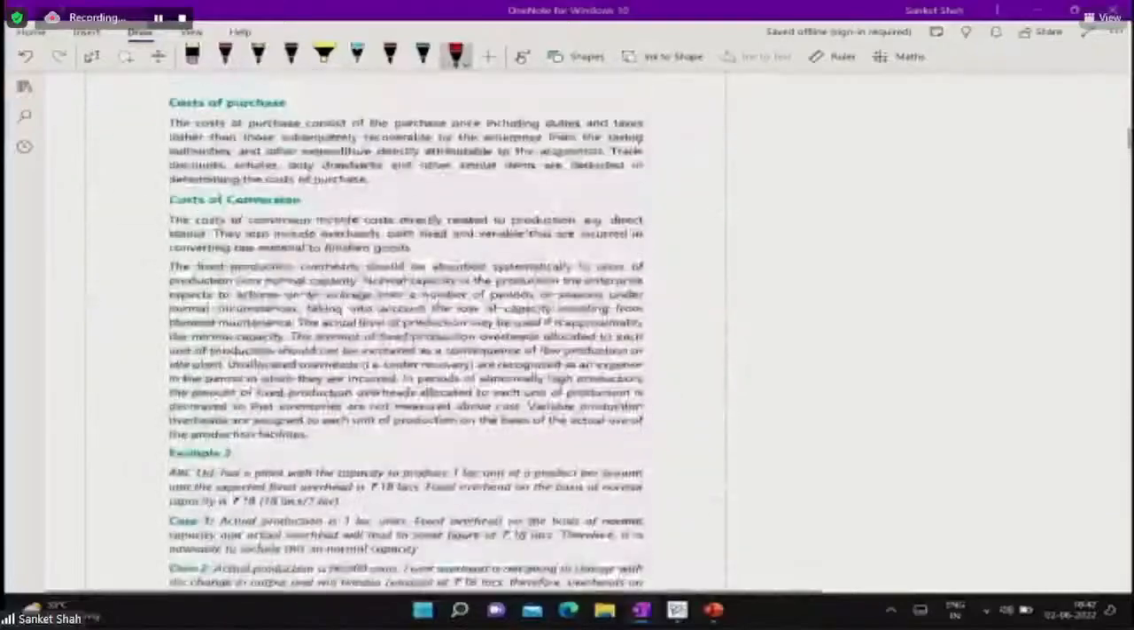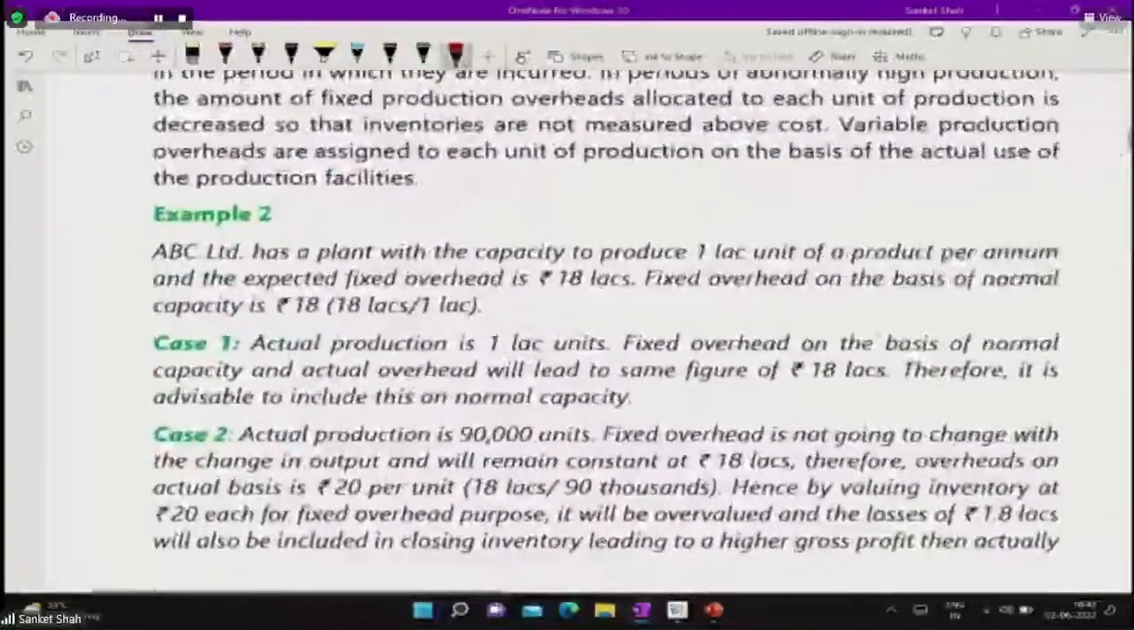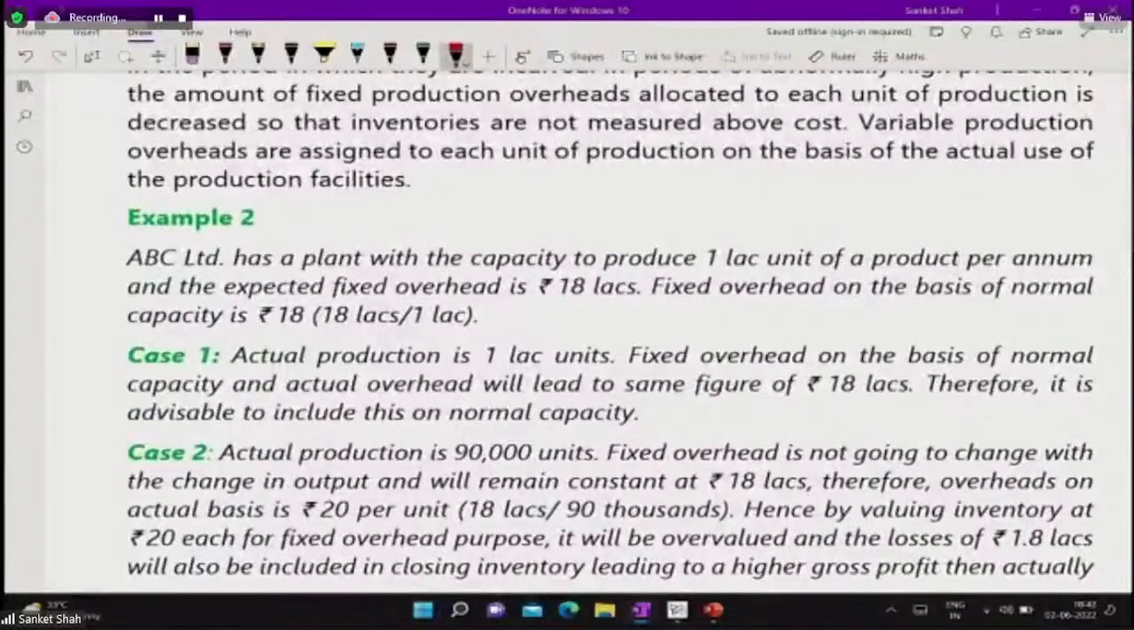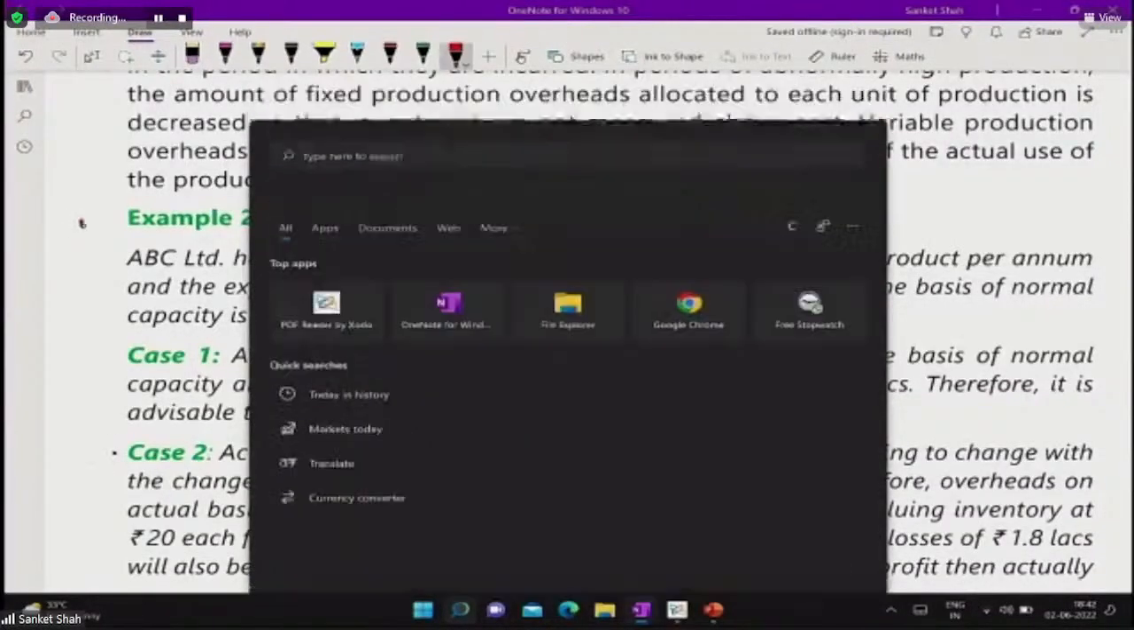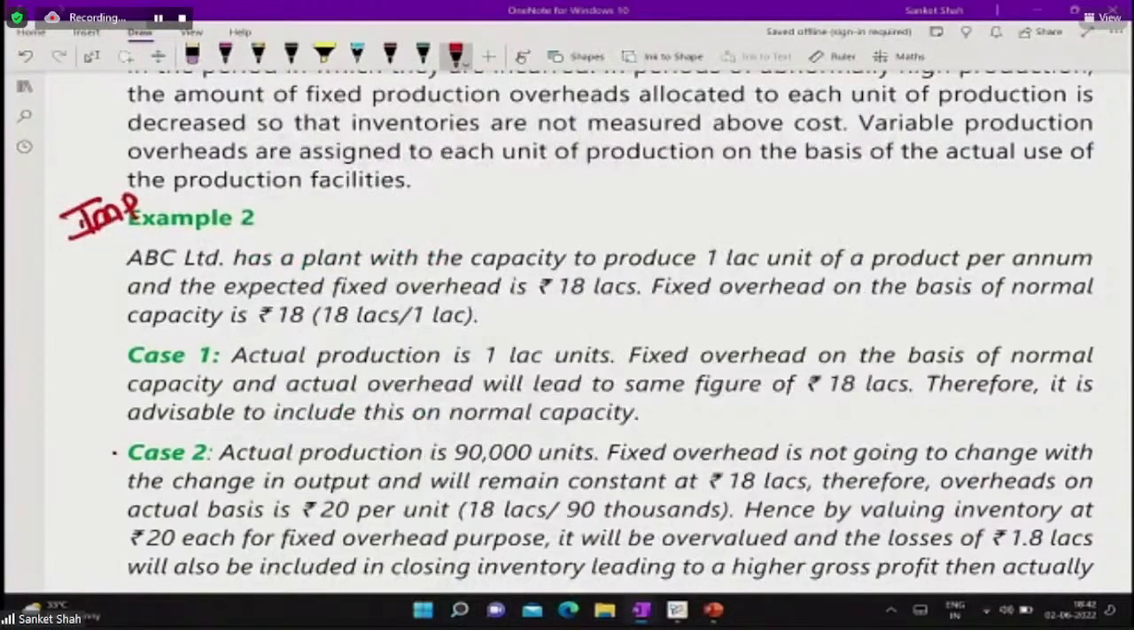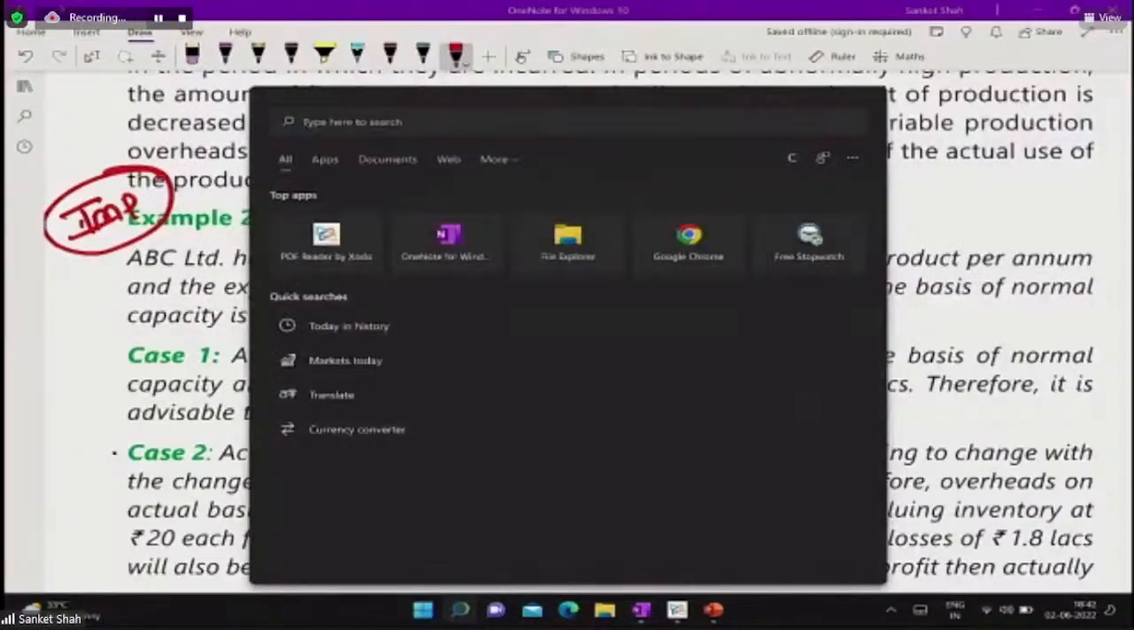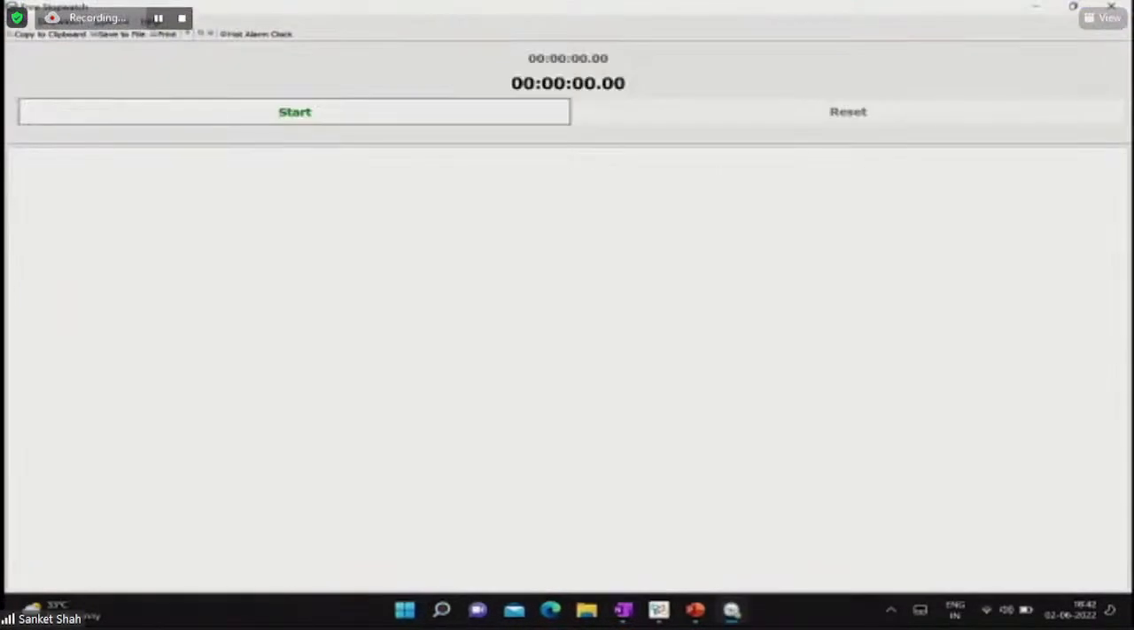Example number 2. Read all these cases. I'm giving you exactly 5 minutes, and please explain to me what you understood. This concept, example 2, is very, very important. First, you read it. You can read the answer also. Don't worry, you can read the answer part also.